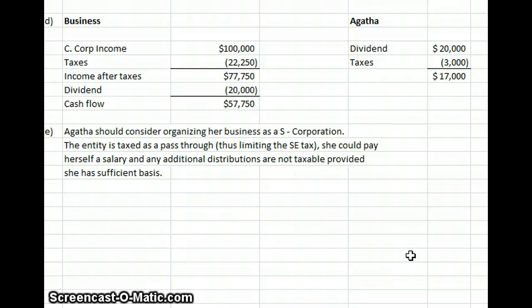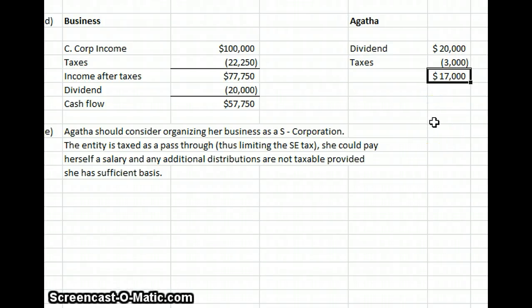Okay, so on D, what are the tax consequences to Agatha if $20,000 is withdrawn in the form of a dividend, if the business is operated as a C Corp? How much after-tax cash flow will remain for reinvestment in the business? How much after-tax cash flow will Agatha retain from the dividend? Well, if I'm doing a C Corp, I start with $100,000. My tax again is $22,250 from the tables. My income after tax is $77,750. I subtract my $20,000 dividend, so my cash flow for the business is $57,750. For me personally, I'm going to have a dividend of $20,000. I'm going to pay tax on the dividend of 15% times that $20,000, so that gives me a tax of $3,000 and an after-tax cash flow for me personally of $17,000.